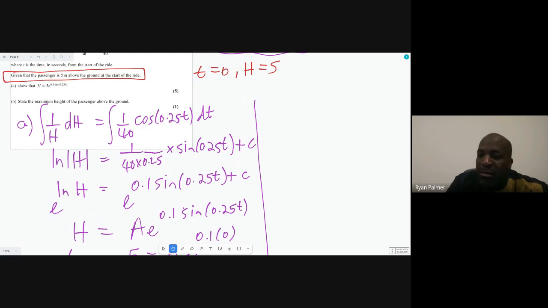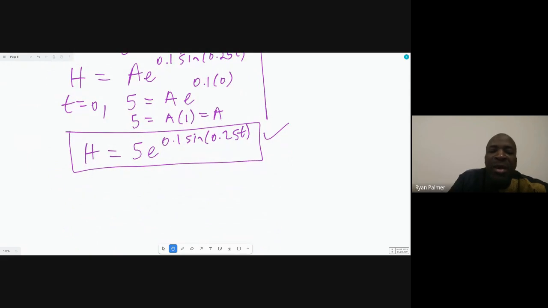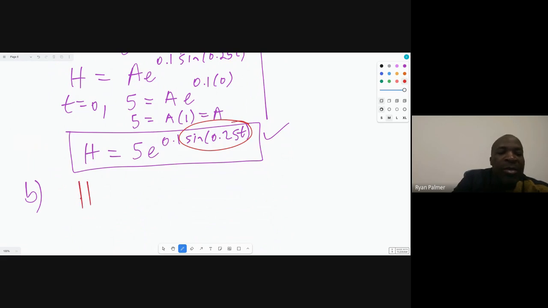Now if we go to part B, we want to state the maximum height. Notice that this is only 1 mark, so they're expecting us not to do a significant amount of calculation. The maximum height of h will occur when we have the maximum value for sine, which is 1. So maximum h is equal to 5 e to the 0.1 times 1, which is 5 e to the 0.1.